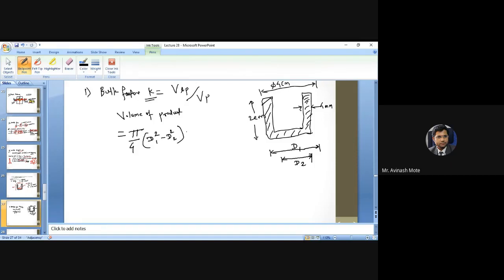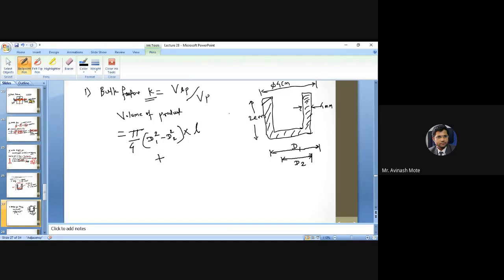Getting it? This is the area into height, or rather we'll call this the length of the product. Okay, this one. So d1 square larger, d2 square smaller. Only this wall thickness will be considered in the volume of product.